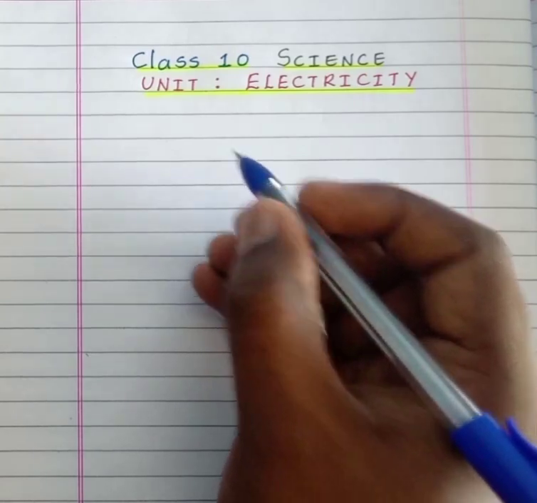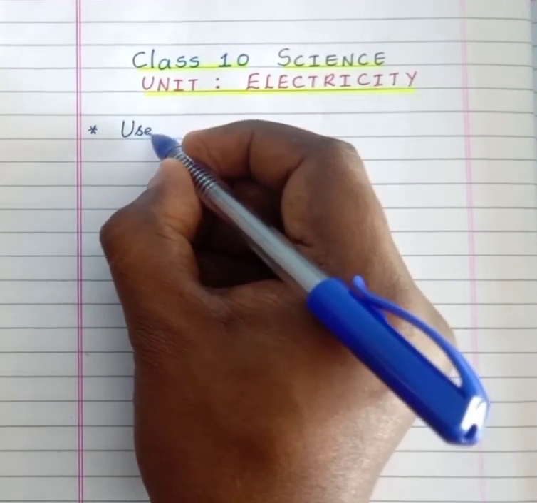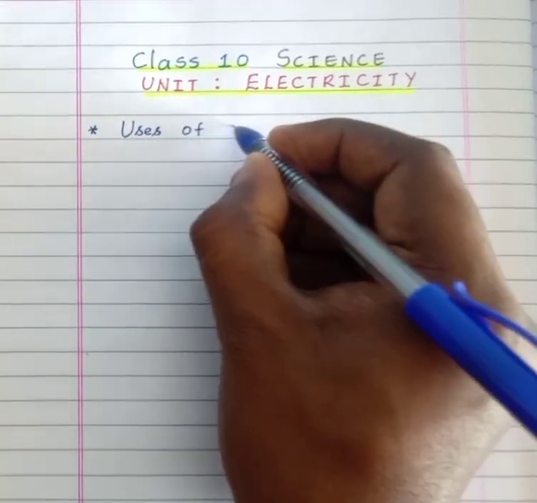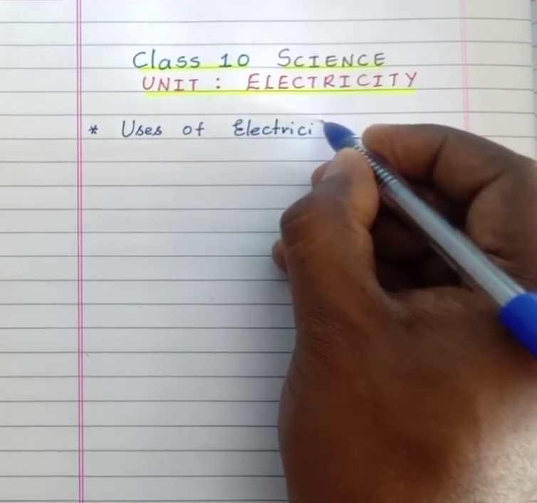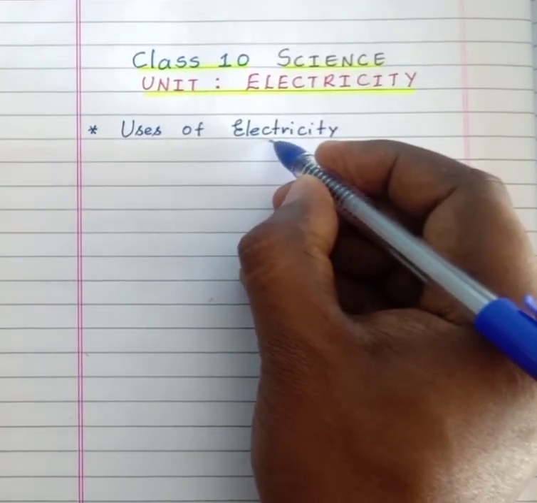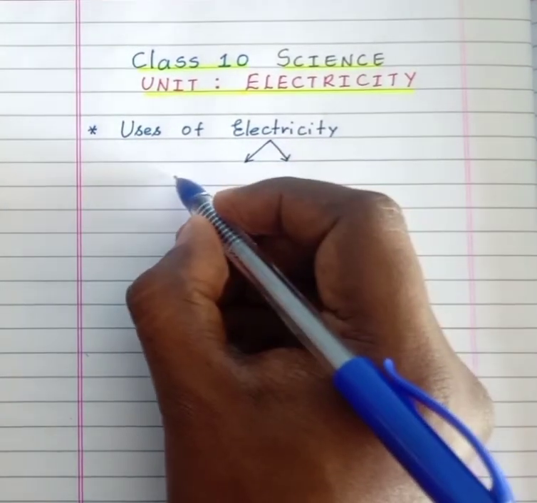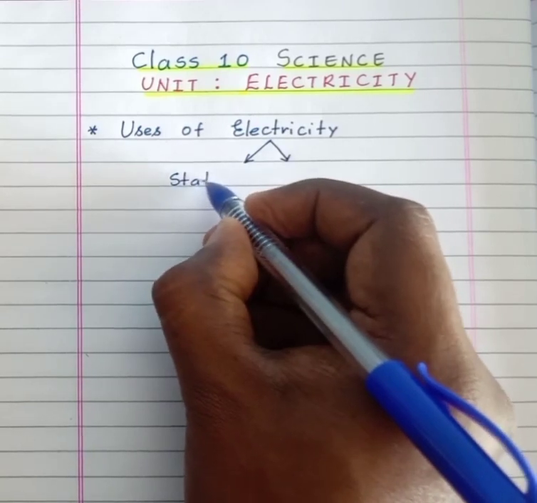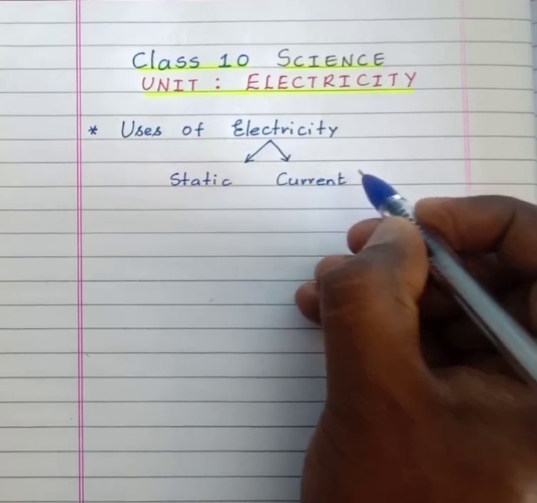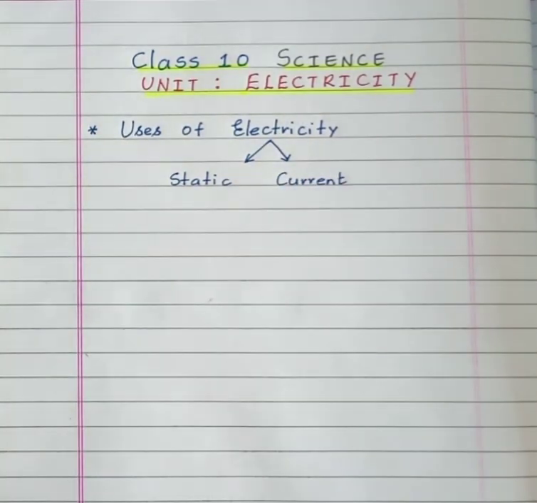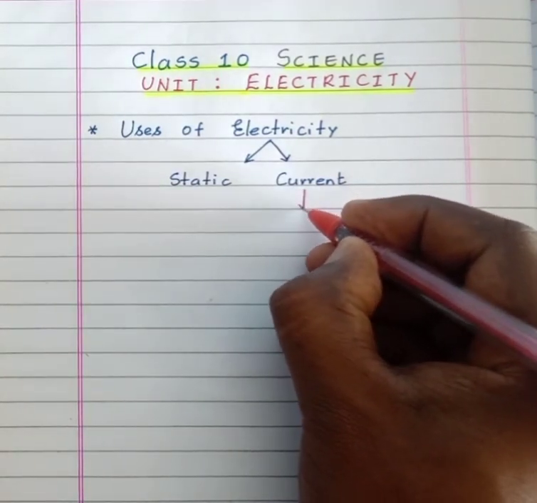In the last class, we have studied what is electricity, then various uses of electricity, then we have seen two types of electricity, that is static electricity and current electricity. What is electricity? Electricity is the presence or flow of charges. In that we have two types, that is static electricity and current electricity.